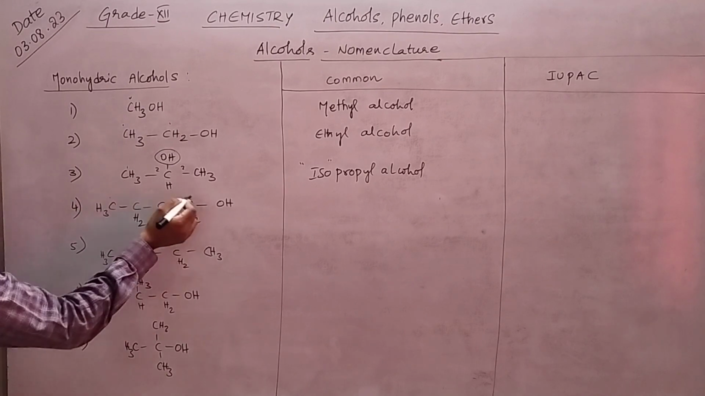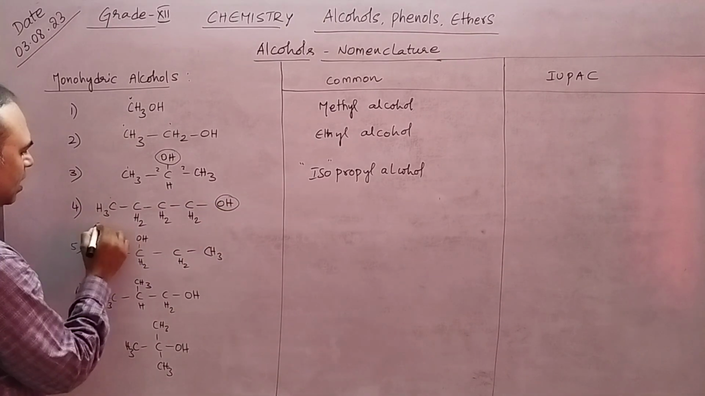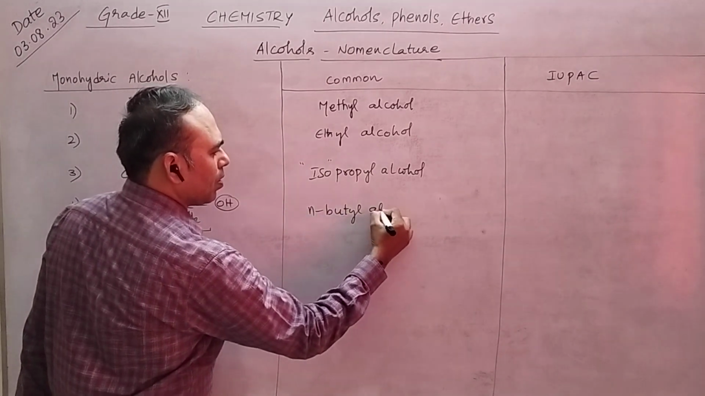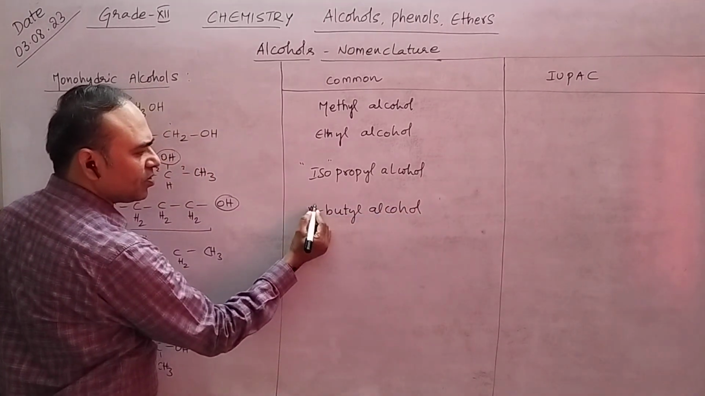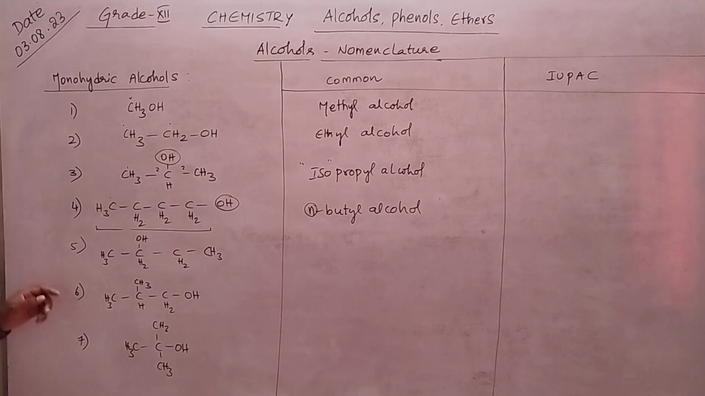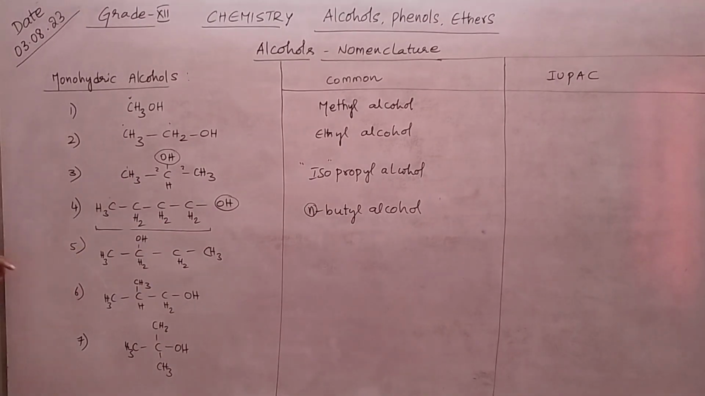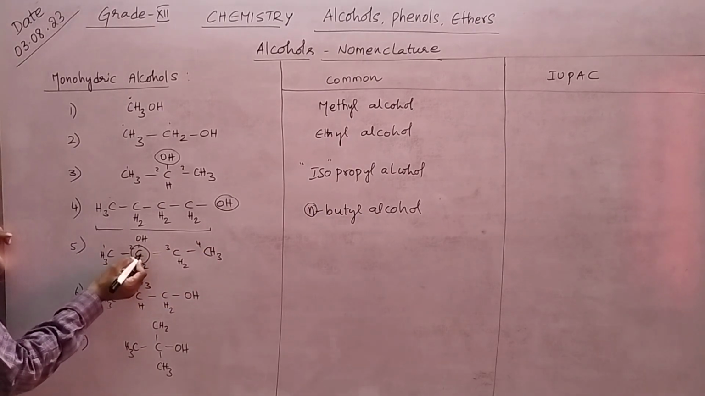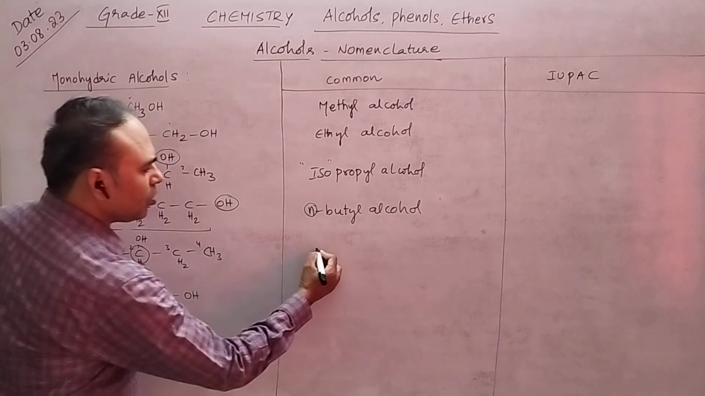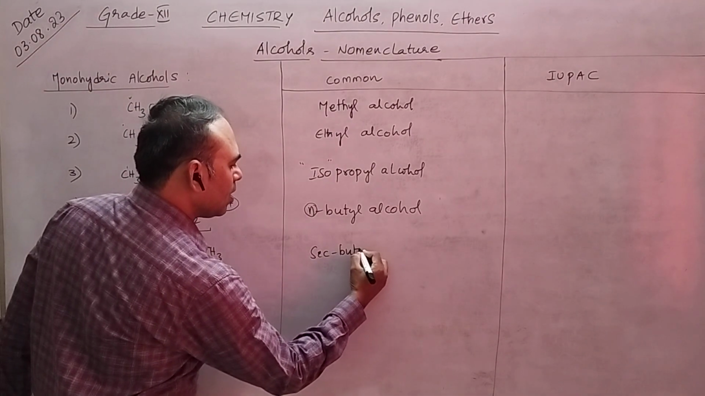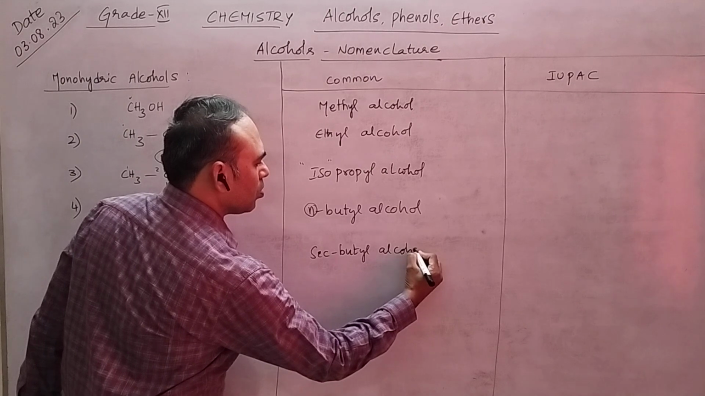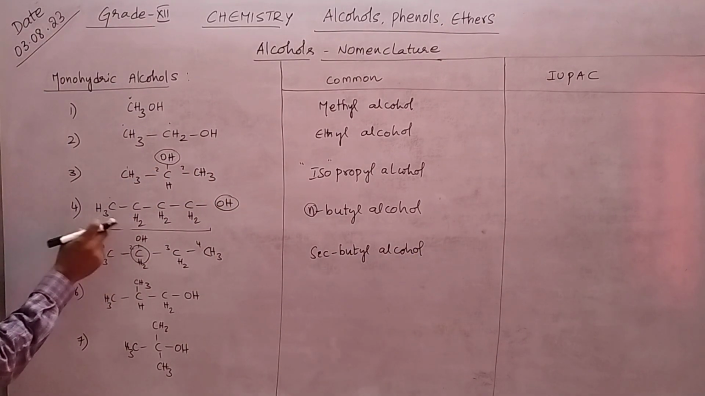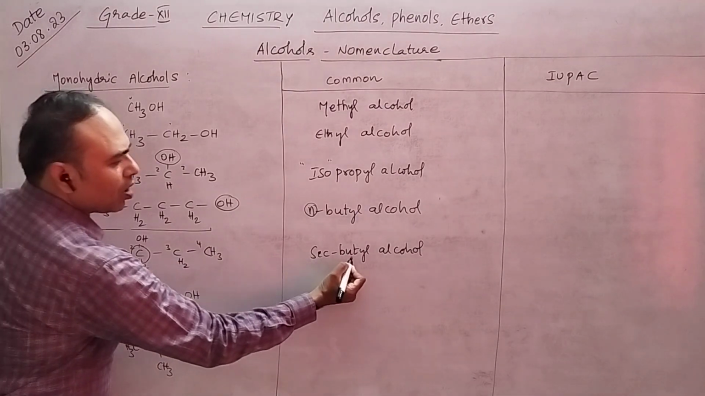Next, coming to this, you have four carbons with OH. This one is written as N-butyl. In the previous classes, we discussed what is meant by N. N stands for normal, meaning a continuous chain. Next, here you can see that this is a secondary carbon and OH is attached to this, so you can write it as secondary butyl alcohol. Why do you call it secondary? Because you have a secondary carbon to which OH is attached, and four carbons, butyl.